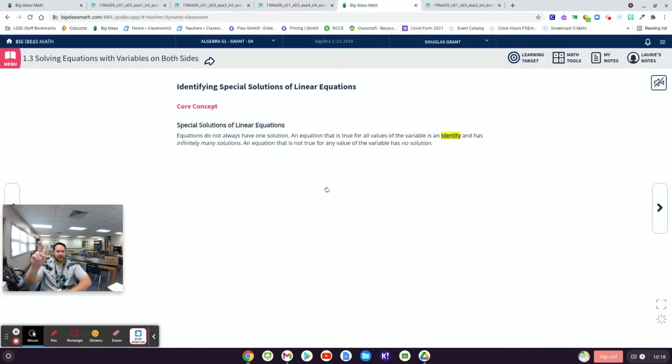We will have 2 special cases. So sometimes when you solve equations, there's actually no solution, like it doesn't work. And sometimes when you solve equations, there are infinitely many solutions.